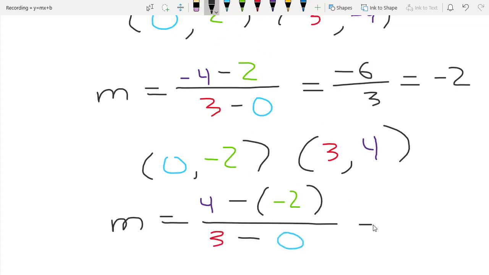So 4 minus negative 2, two negatives make a positive, so this can be rewritten as 4 plus 2, which is actually 6, and divided all over by 3 minus 0, which is 3. So the slope for this is 2.